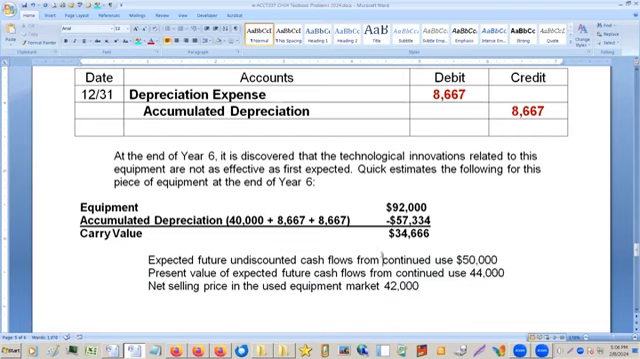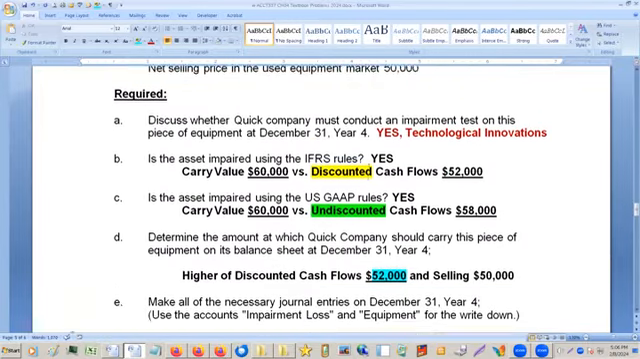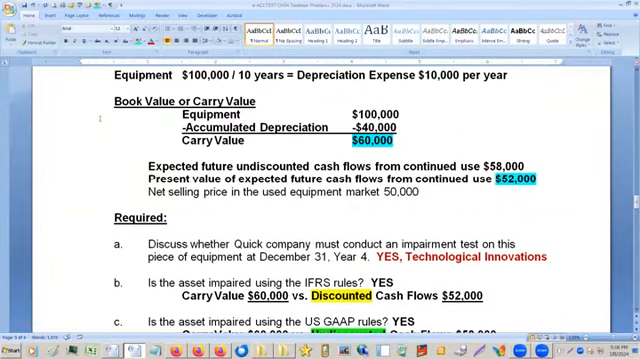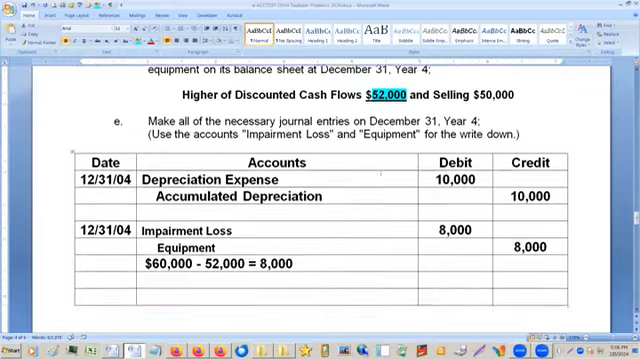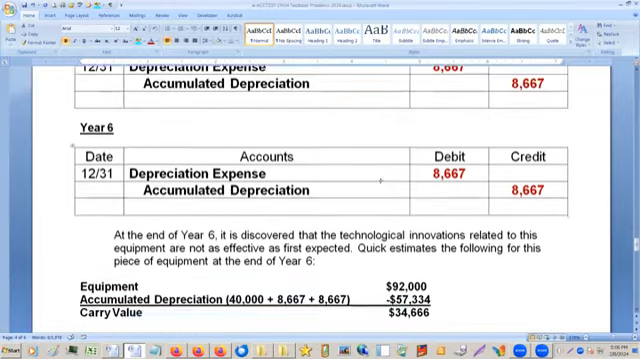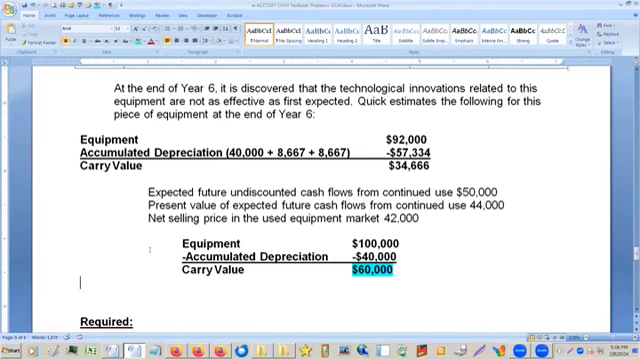Now, we can only recover what we wrote off before. So we have to go back to the original, all the way up here. So before we did any of this writing down stuff, what would this have been if there was no write down?